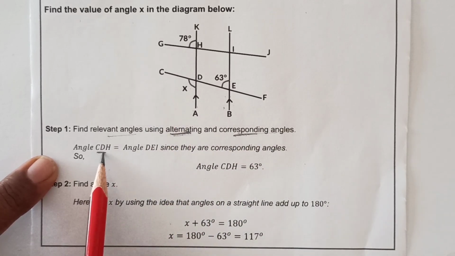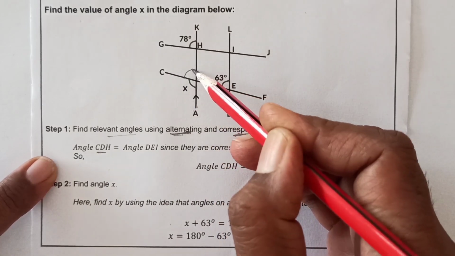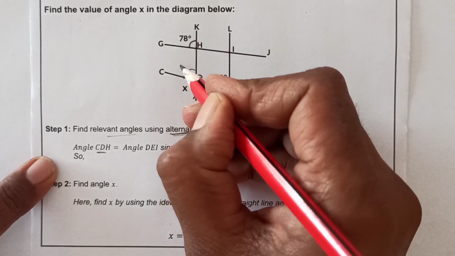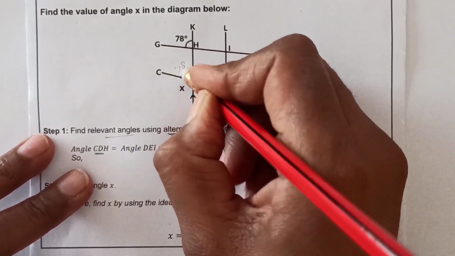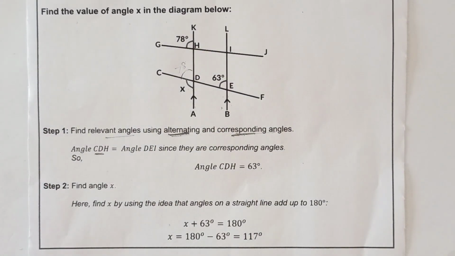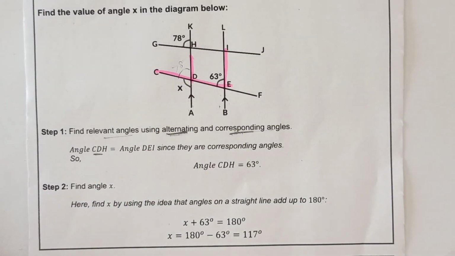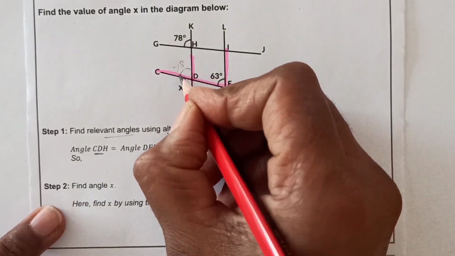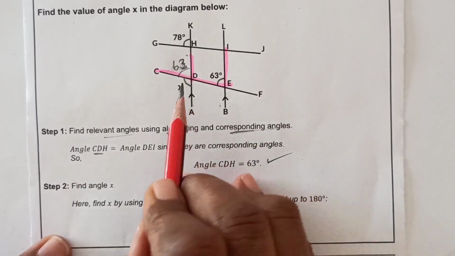So now angle CDH, this angle is going to be what? If this is 78, this is also going to be 78. You see, CDH, sorry, not 78. Parallel lines are this side. These two are parallel, so we have this F shape here like this, right? So if this is 63, this is going to be 63, right? So we got CDH as 63.